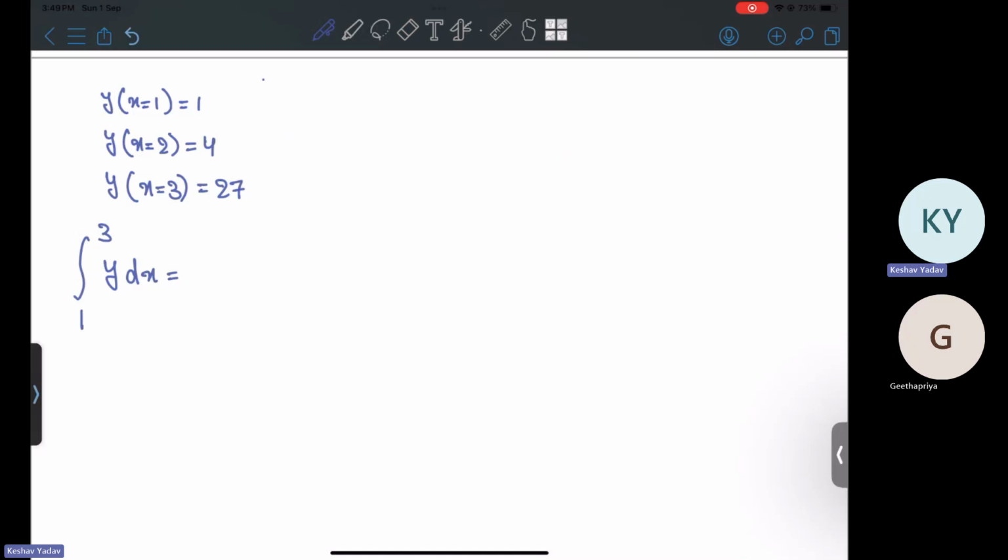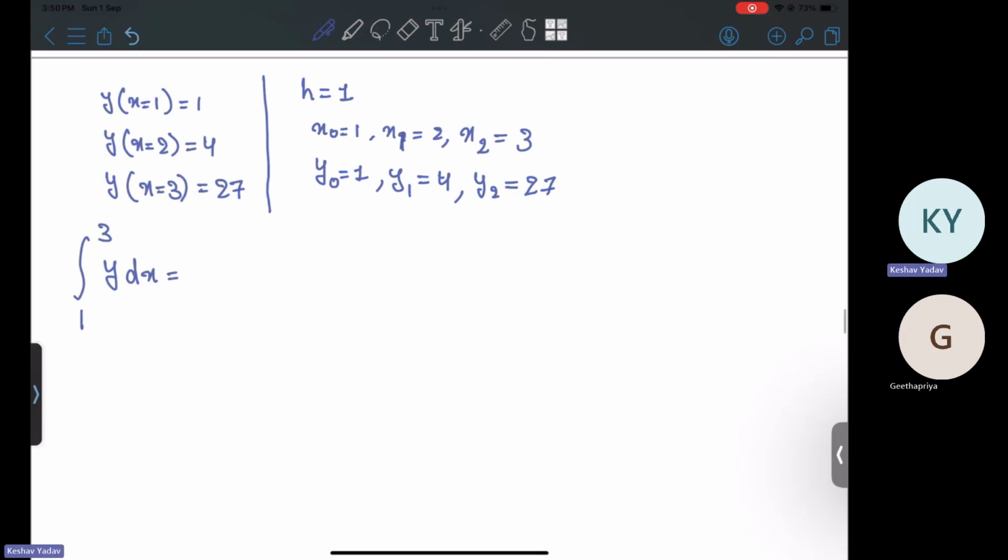So here I can show that h is 1. x is changing with a gap of 1, and x0 is 1, x1 is 2, and x2 is 3. Similarly, y0 is 1, y1 is 4, and y2 is 27.